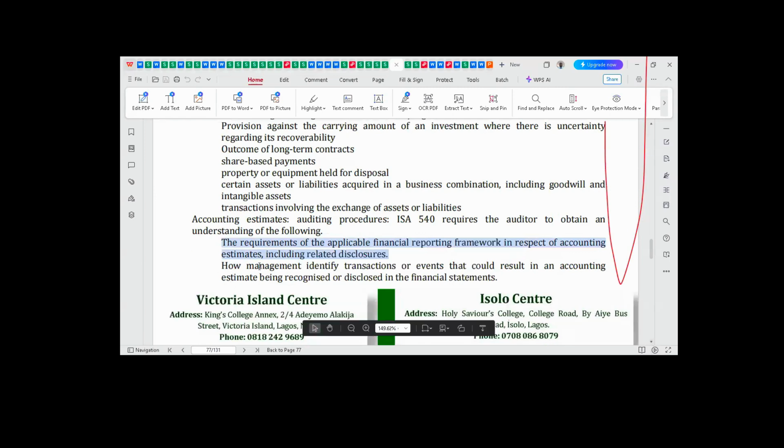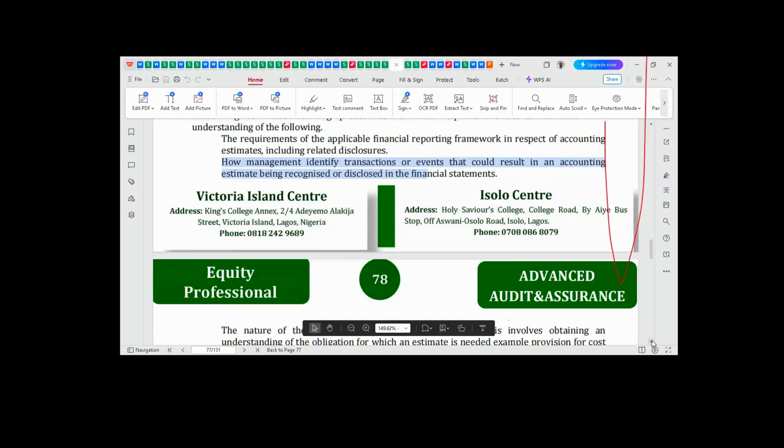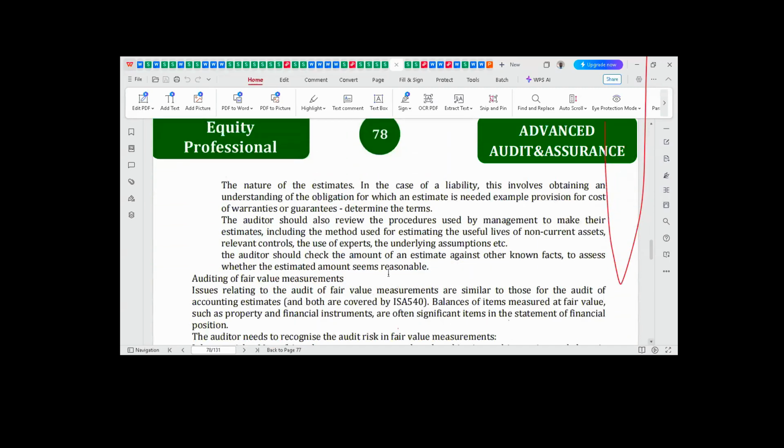Then how management identifies transactions or events that could result in accounting estimates before being recognized or disclosed. How did they arrive at it? You need to have that discussion with them to be able to know whether they have an understanding of what we mean by accounting estimate. Then you need to look at the nature of the estimate. Does the estimate involve an asset, liability, expense, or income? You need to be able to ask questions.